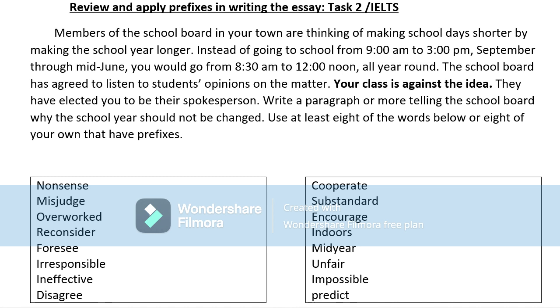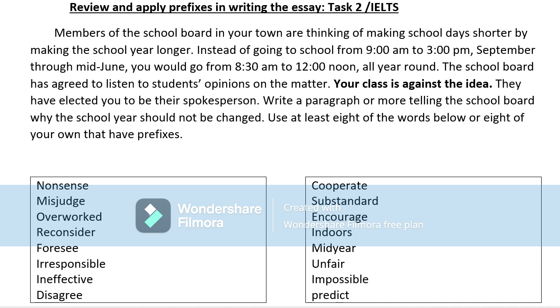And they explain details. Instead of going 9 a.m. to 3 p.m. September to mid-June, and from 8:30 to 12 noon, that's a new schedule, new timetable all year round. The weekdays have been shortened from 6 hours to only 3 hours per day, but students will have to attend school all year round. So basically, we have paraphrased the second and third sentence. The school board has agreed to listen to the students' opinion on the matter.